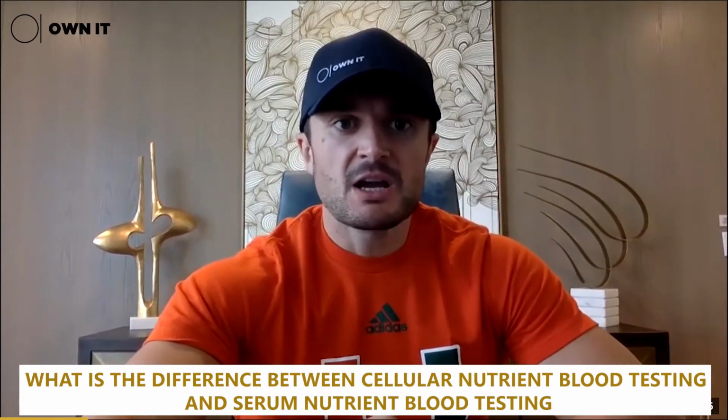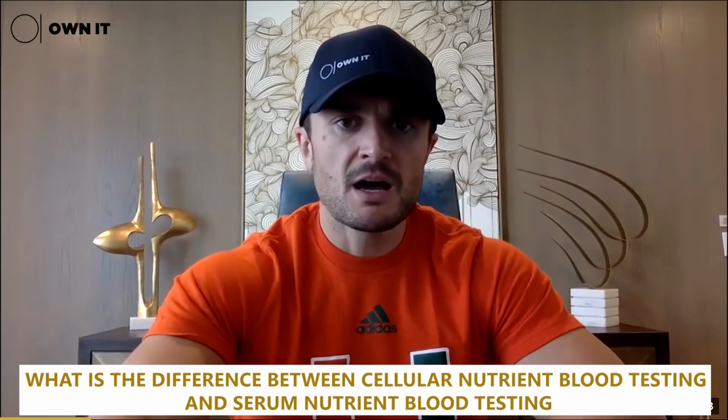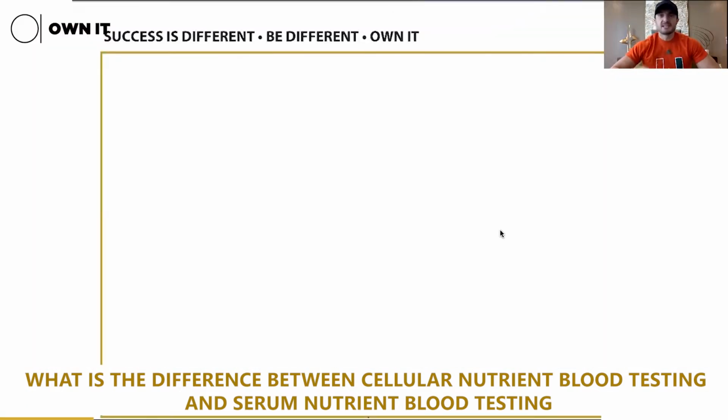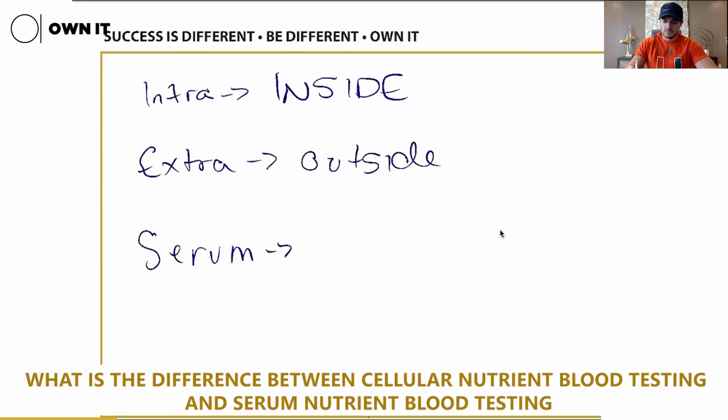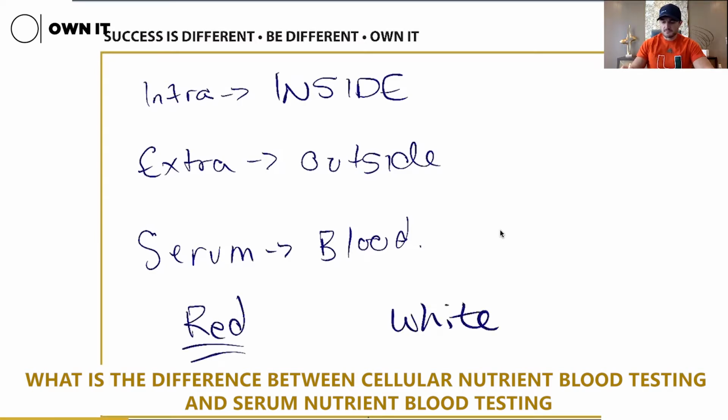So with that, I'm going to pop over here into a screen. What I want to talk about is the difference between intracellular, extracellular, and ultimately blood serum testing. So intracellular is what's happening inside the cell. Extracellular is what's happening outside the cell. And then serum is simple blood levels. And we also need to know why we are interested in understanding the difference between red blood cells and what happens here and white blood cells. So we're going to go through this.